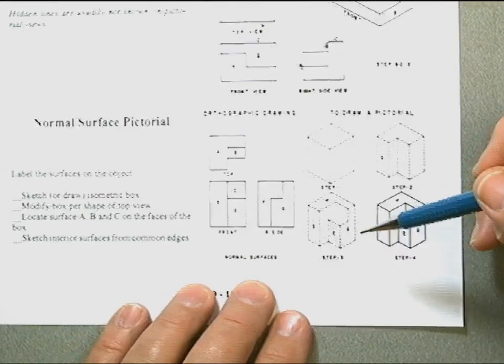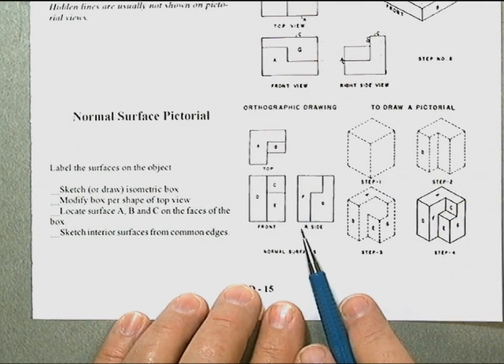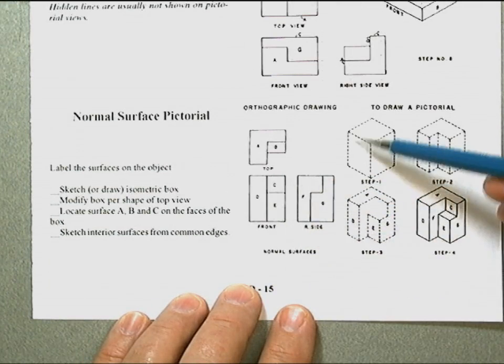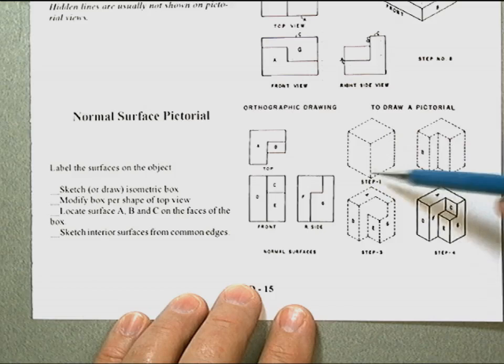Another example, normal surface pictorial. Step 1, if we're going to draw this object, block it in with all of our major dimensions, sketch the box that would contain it with our maximum dimensions.